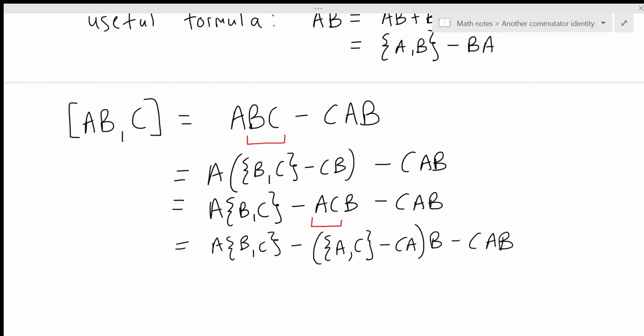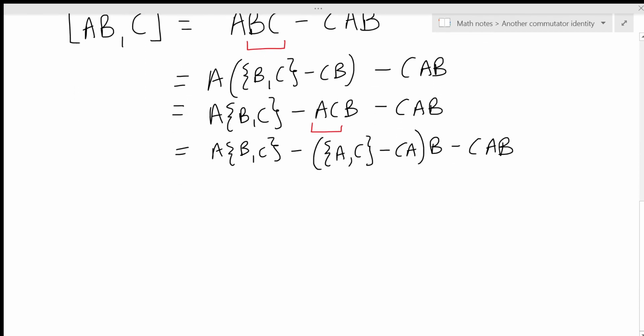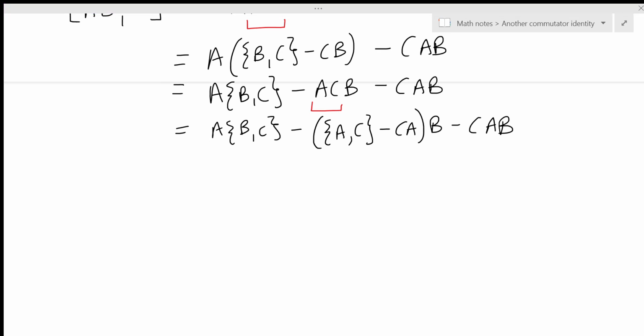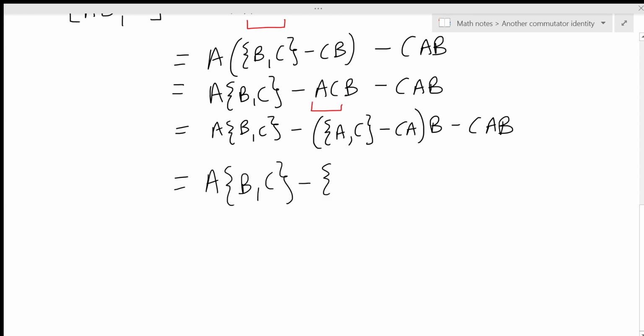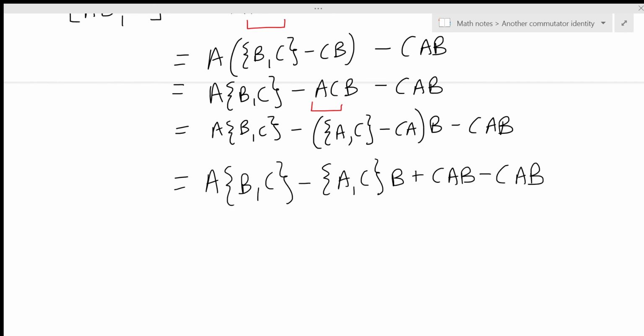And now we're almost done. Let's make a little room. And now we'll just expand this all out. We have A times the anti-commutator of B and C minus the anti-commutator of A with C times B plus CAB, because the two minus signs cancel, and then minus CAB, which was left over from before. So now we see that these two terms at the end cancel each other, and what we're left with is exactly our identity. So that's the end of this lesson.